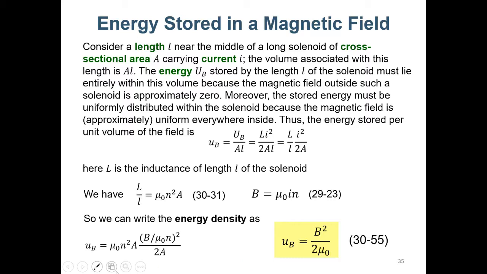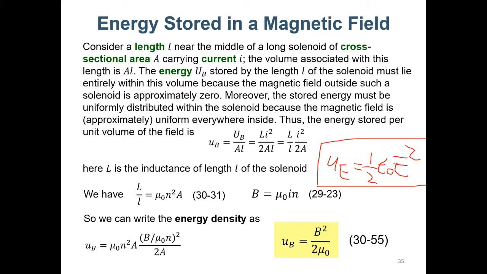I'm not sure whether you can still remember, in the electric field, UE is something like 1/2 epsilon 0 E squared, because you don't need to memorize all the formulas. But they look quite similar: E changed to B, epsilon 0 changed to 1 over mu 0, and the 1/2. And actually we'll use this result in chapter 33 in the EM wave.